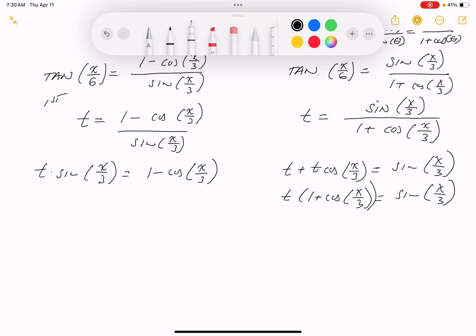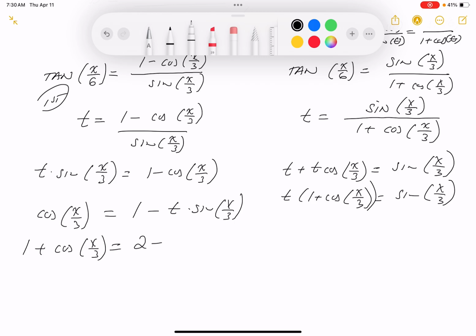And what I'm going to do is, on this equation over here, the first one, add 1. I'm looking at that, 1 plus cosine. I'm going to write this as cosine x over 3 equals 1 minus t times the sine of x over 3. All right, I'm looking to get the 1 plus cosine x over 3, so I'm going to add 1 to both sides. And you get 1 plus the cosine x over 3, adding 1 to both sides, is 2 minus t sine x over 3.